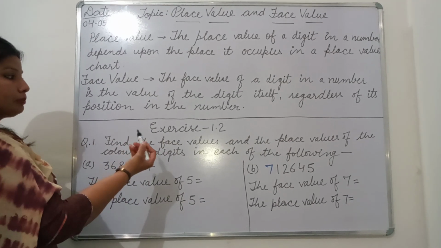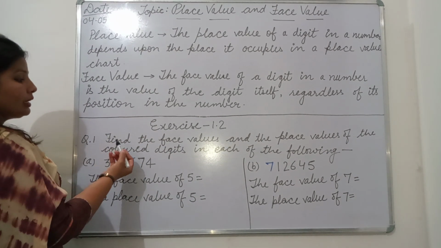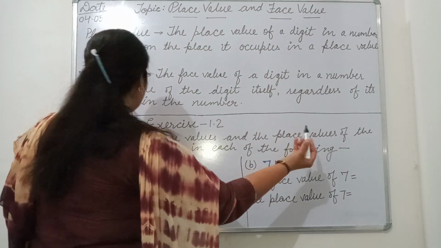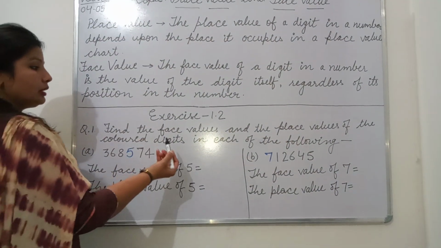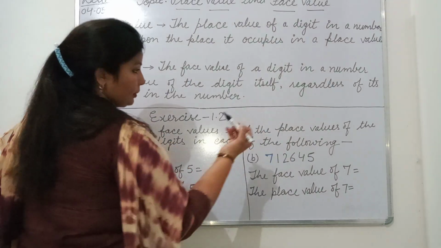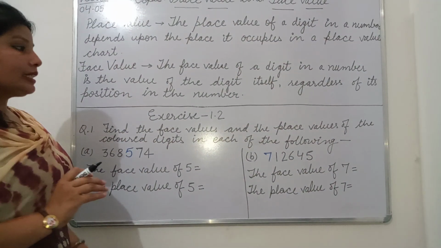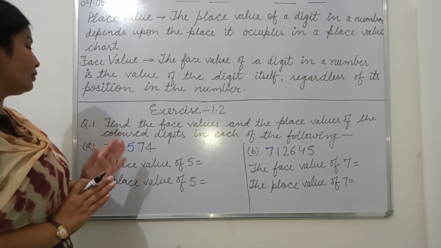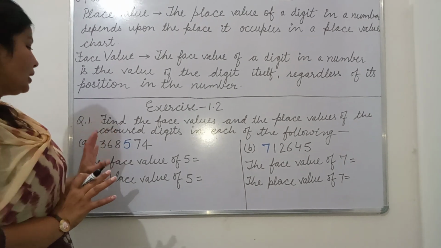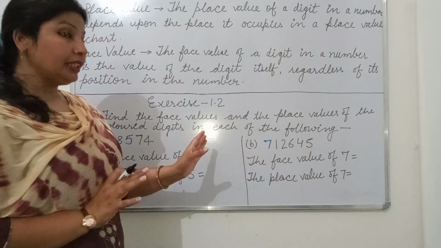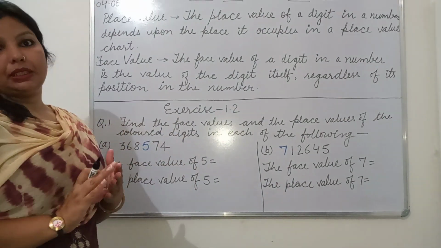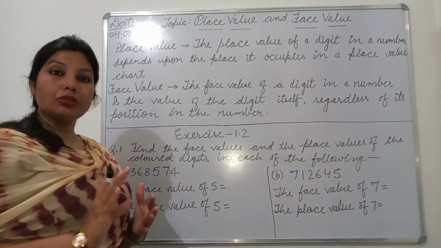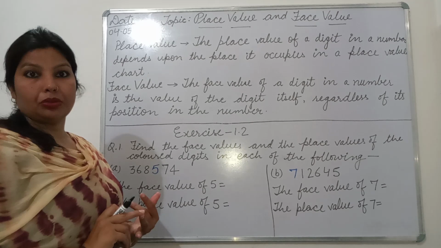So in exercise 1.2, question number 1, find the face values and the place values of the colored digit in each of the following. Okay. Means in each question you should find the place value and face value of the colored digit. I have taken here two parts, A and B, but you should solve all the parts. Every day some students don't solve all parts. You should solve all the parts whatever is given in the book.